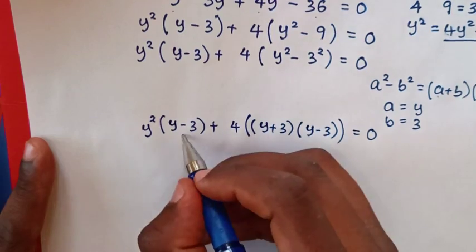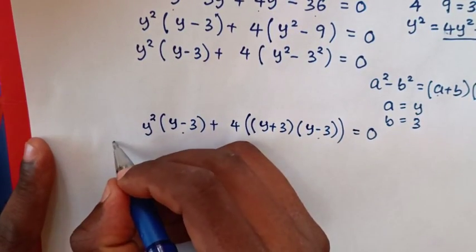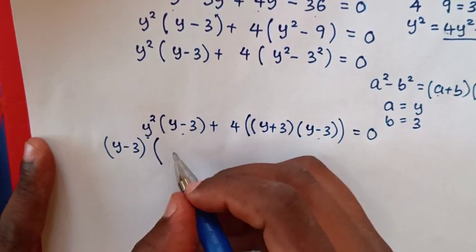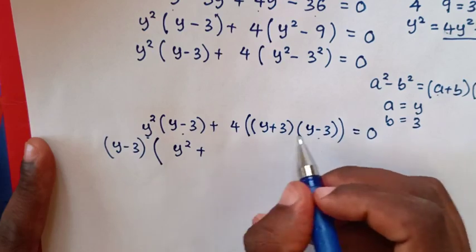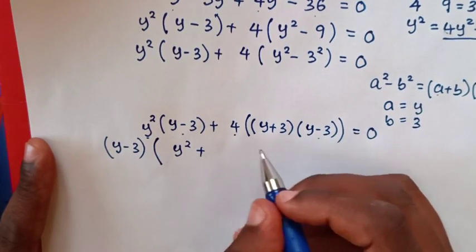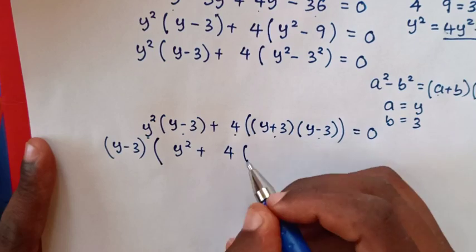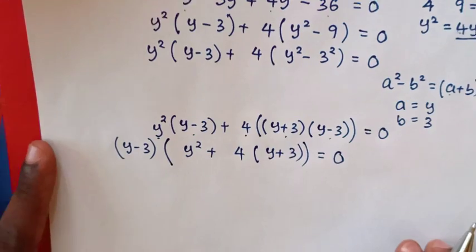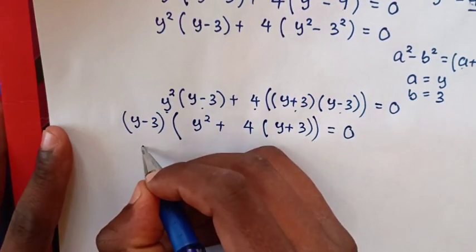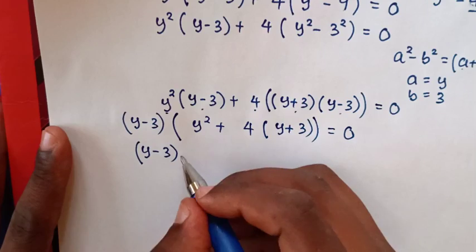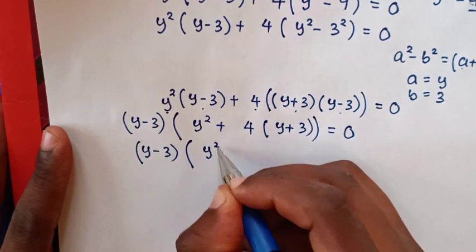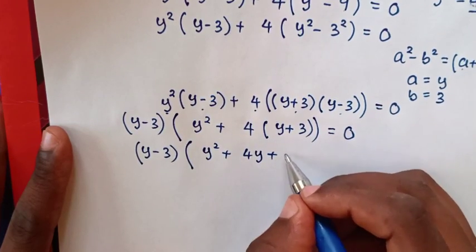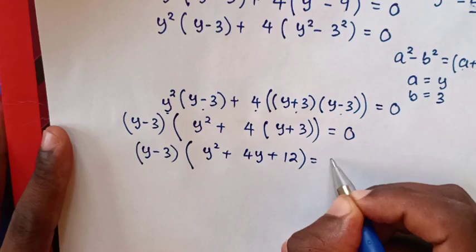Then in the next step, in the equation y − 3 is common, so we take y − 3 out of the bracket. Then in the big bracket, this divided by this is y², plus this times this, so it will be y times (y + 3). Then the equation becomes (y − 3) times (y² + 4y + 12) is equal to 0.